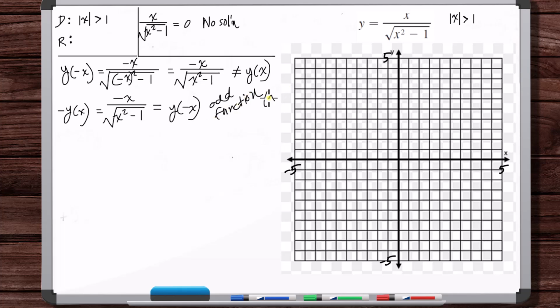For any point x, y that's on the graph, the point minus x, minus y will also be on the graph. It's symmetric with respect to the origin. Okay, what about periodicity? Is there some number p such that y of x plus p is equal to y of x? No, this isn't some special kind of function that we need to check for periodicity. This isn't a trig function or an inverse trig function or a hyperbolic function, so we know it's not periodic.